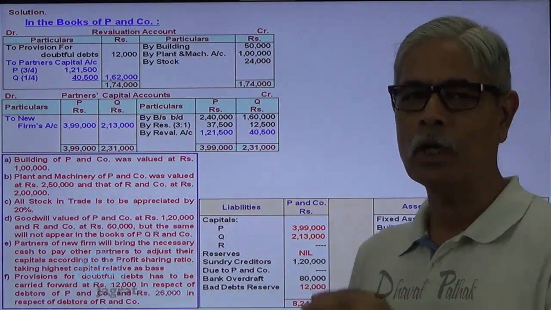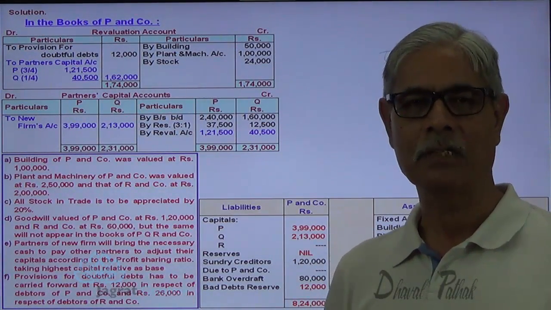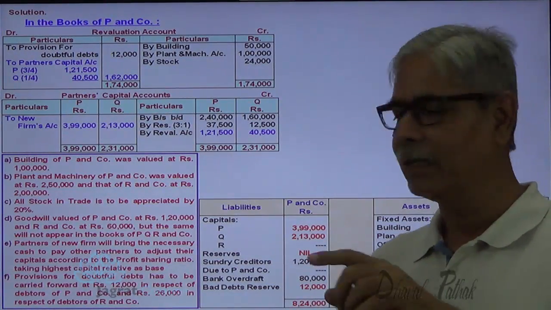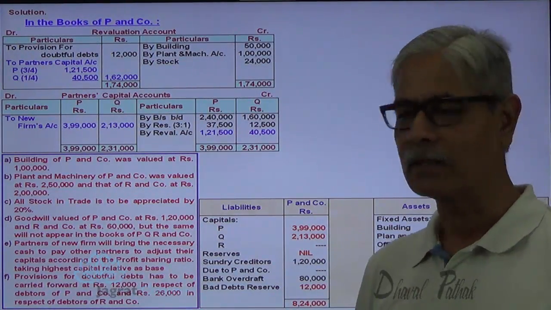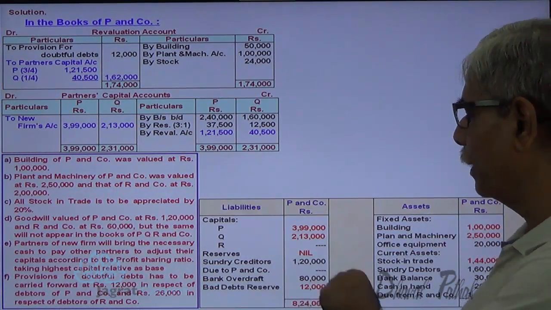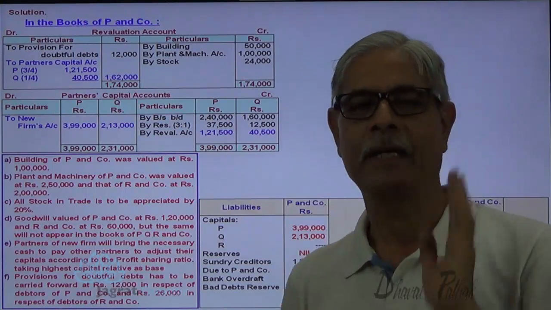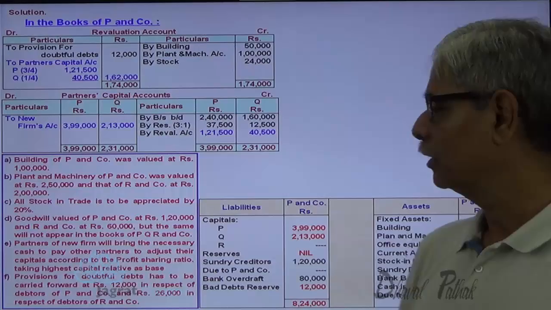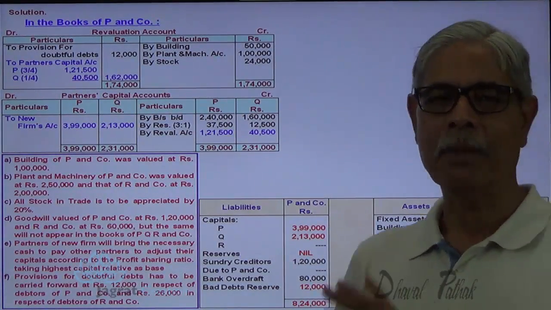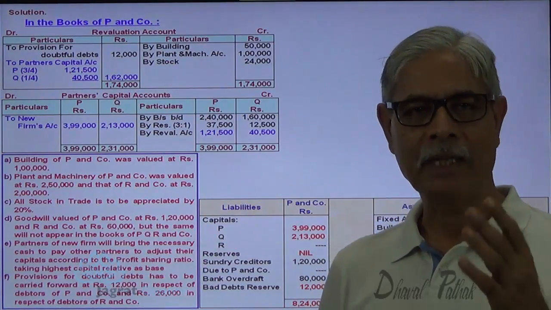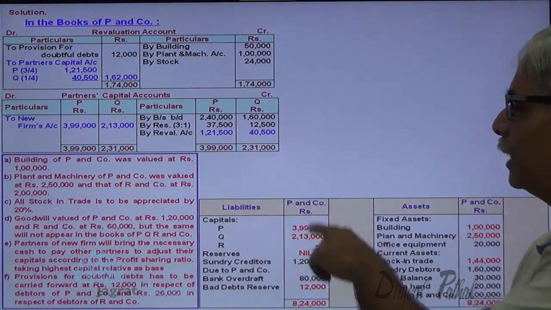Now the liability side also will be transferred to PQR Limited. So P's capital account debit 3,99,000, Q's capital account debit 2,13,000, creditors account debit, bank overdraft account debit, bad debt reserve account debit, to PQR Limited account credit. So all liabilities are transferred to the PQR Limited account credit. This is how all these balance sheet balances will be closed, and this is how the transfer entry will be recorded in the books of P and company.